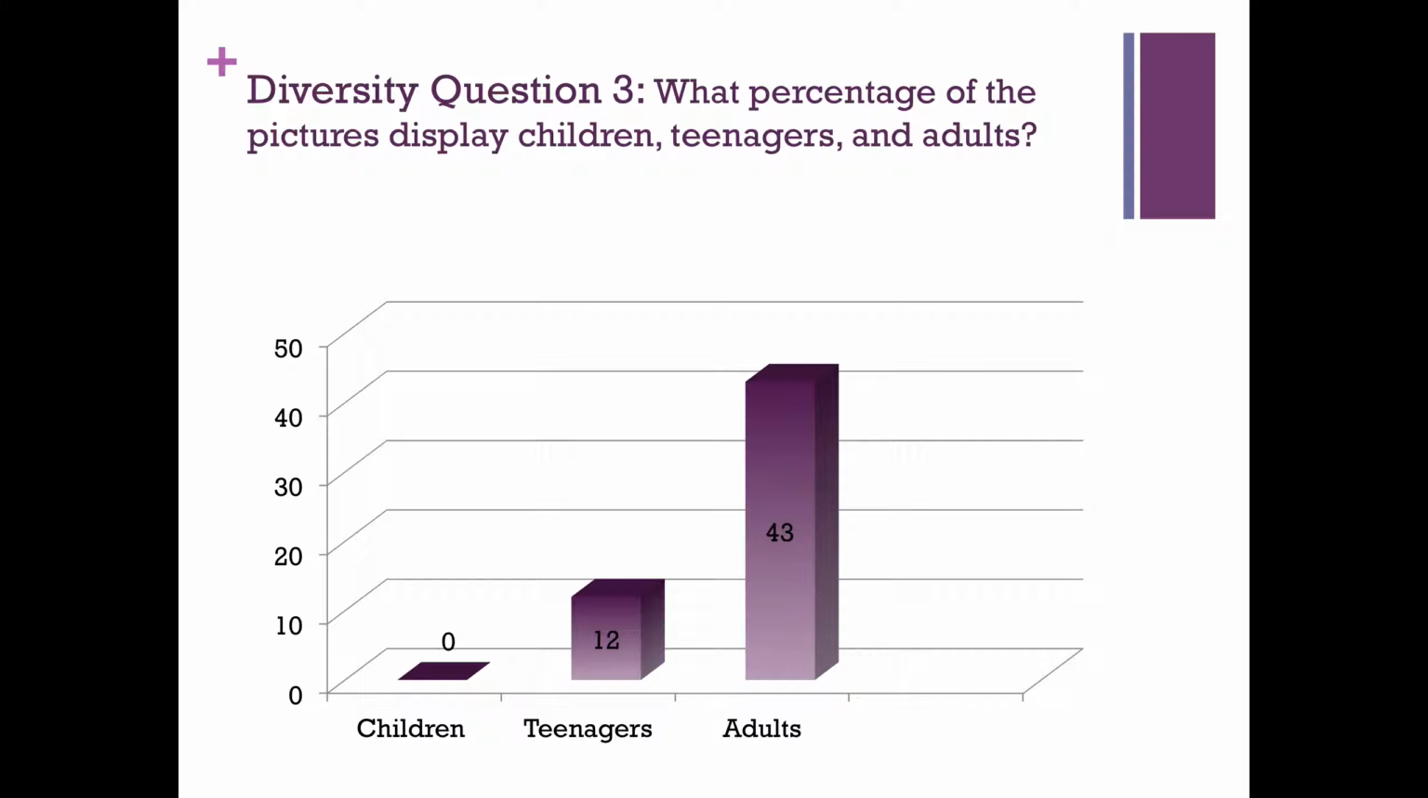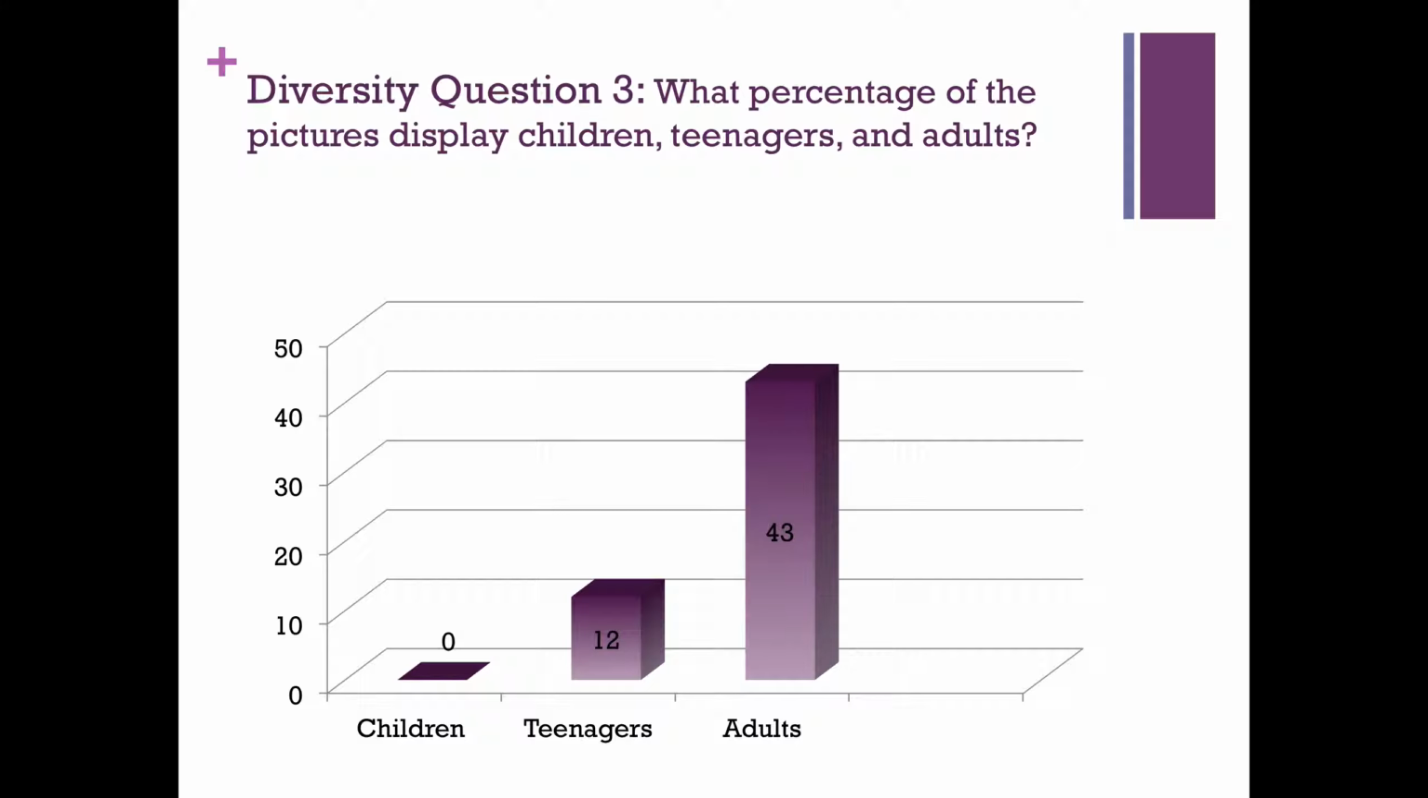The third diversity question was what percentage of the pictures displayed children, teenagers, and adults? I was not surprised to find that there were 0 pictures of children because it is a business textbook and children are just not popular in business. 12 of the individuals in the pictures were teenagers and 43 were adults.